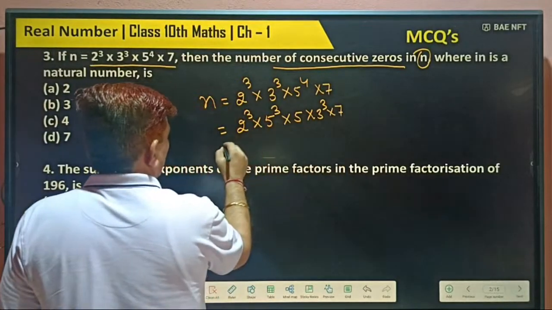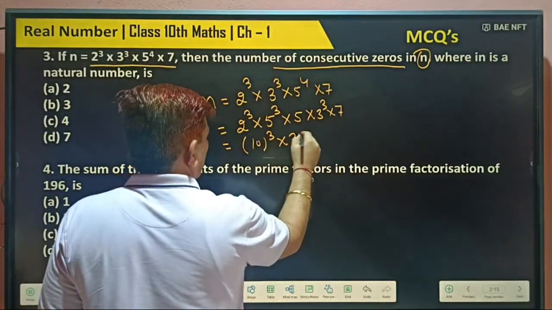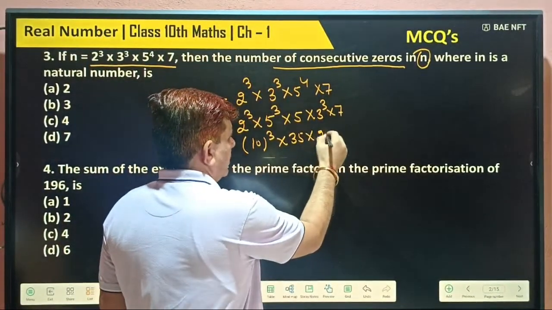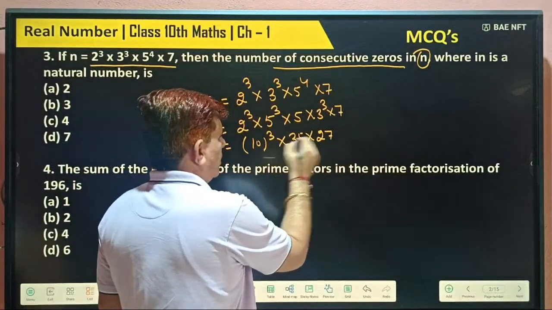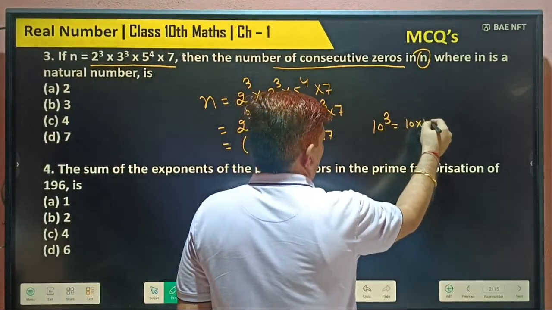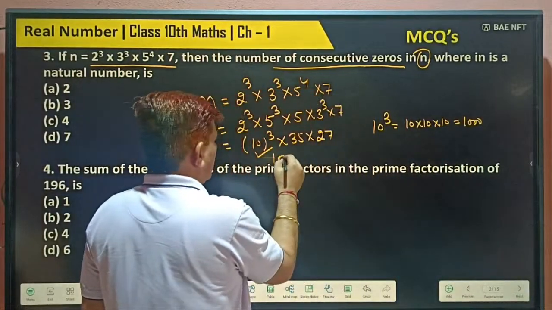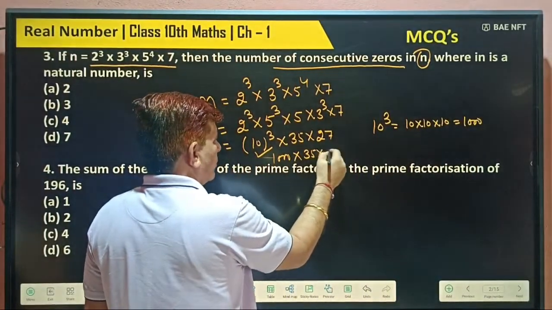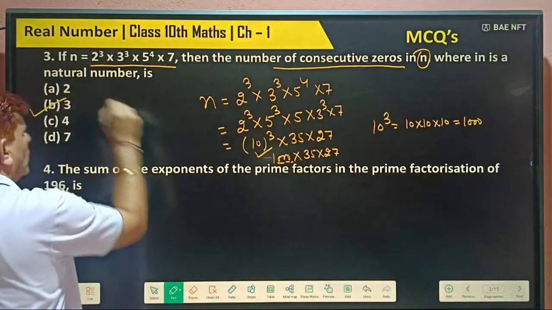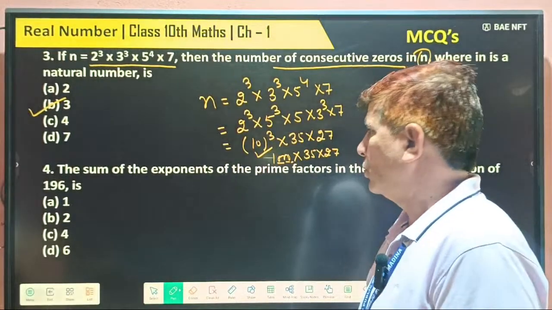So 2 power 3 and 5 power 3, both powers common, make 10 power 3. Then 5 times 7 is 35, into how much? 3 threes are 9, 9 threes are 27. So how many zeros? Easily you can tell. 10 power 3 is 10 into 10 into 10, which means 1000, multiplied by 35 into 27. So how many zeros? 3 zeros. Got it? So all are very easy.